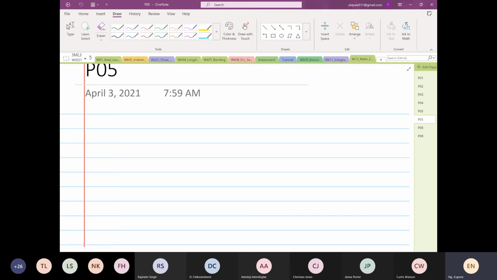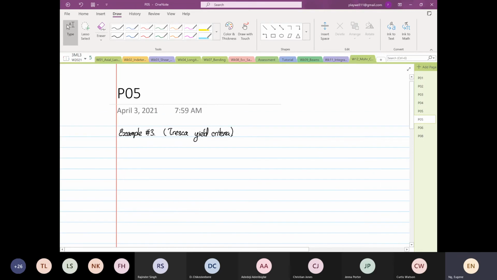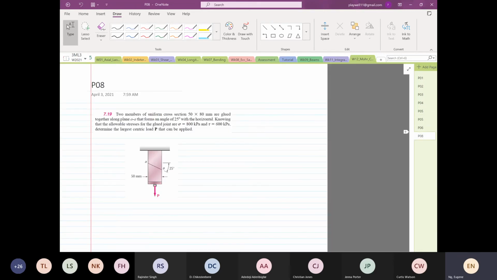Okay, so let's look at example number 3. This is the last example, but we have to draw a 3D Mohr circle. So in example number 3, I also want to introduce you to the Tresca yield criteria. And you can do it from here. So I'm going to bring in the question.